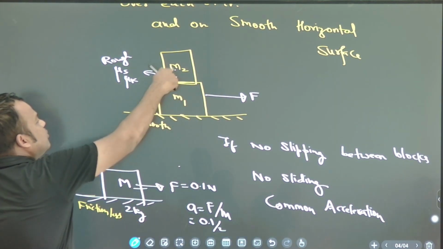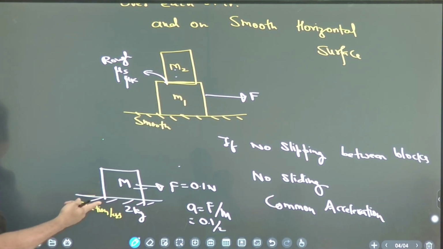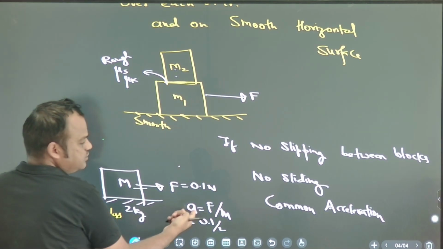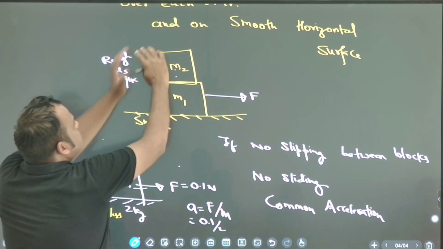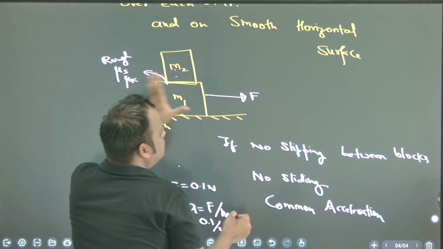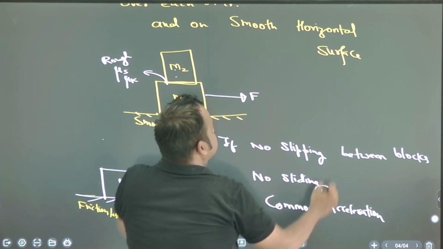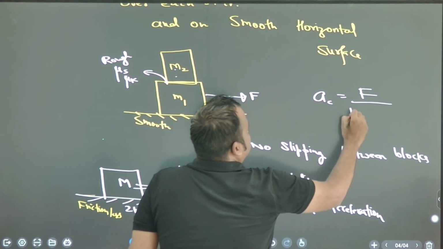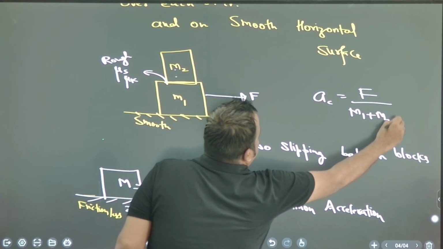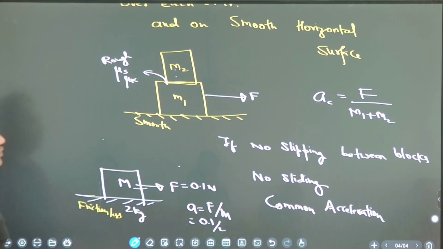So these two blocks are like a single block. For a single block, what is the acceleration? F by m. Now you consider this as a single block. So what is the common acceleration AC? Tell me. F by m1 plus m2. So note down. Common acceleration means no slipping.